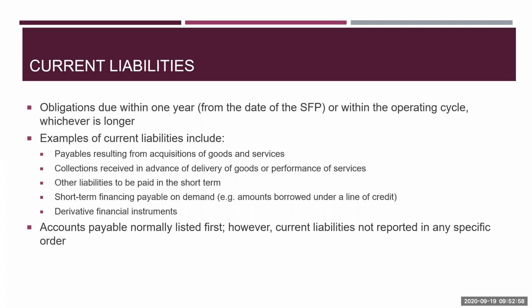Now remember, when we were talking about our current assets, we said we are going to look at the longer of 1 year from the last financial statement date and the operating cycle. That same criteria applies here as well.